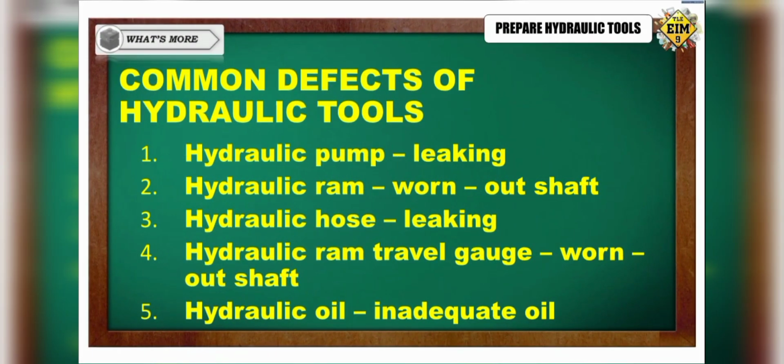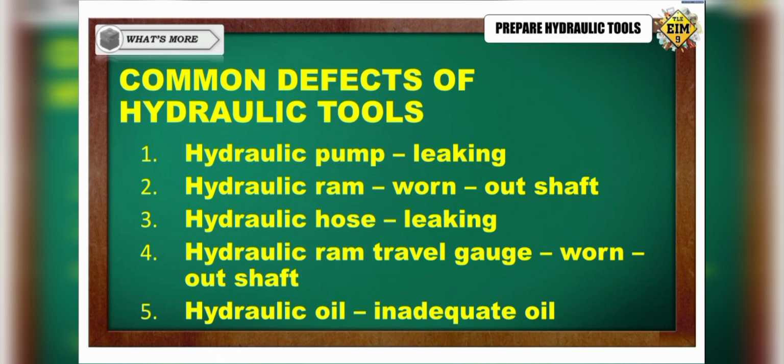Common defects of hydraulic tools. Number 1, hydraulic pump. So, sa hydraulic pump, basically, ang commonly trouble dyan is leaking o yung tagas. And then, hydraulic ram naman natin is yung worn or yung out of shape. So, nagagasgas po yun sa paulit-ulit na paggamit noon, pag-process po, pag-move ng ating hydraulic ram, nagkakaroon po ng paggasgas ng metal parts dun sa metal to metal kasi yon. So, nagkakaroon po ng friction sa part na yon, nagagasgas po yung metal parts na yon.